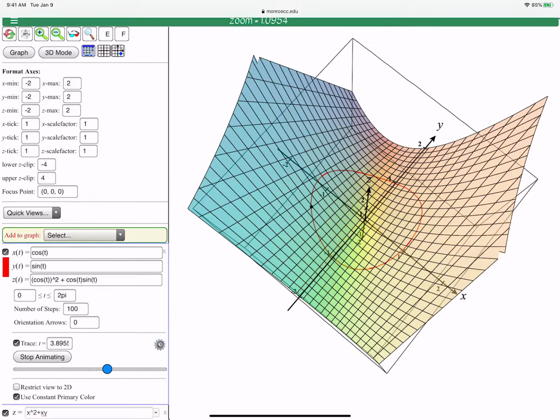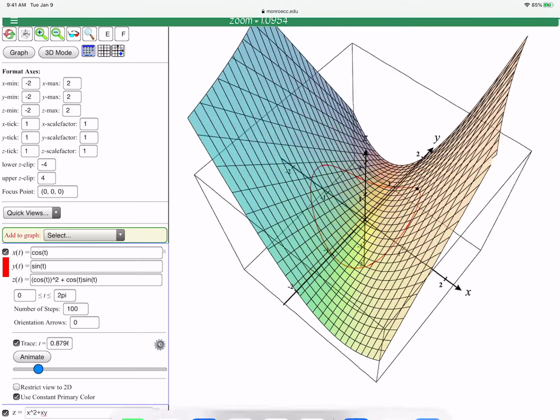So if we stop it here at a point, we can look at a specific point on this path and say, moving forward, what's our rate of change? Are we going downhill? Are we going uphill? Is it really steep? Is it really flat? So we can look at that specific point and how it's changing going in the direction of our path.